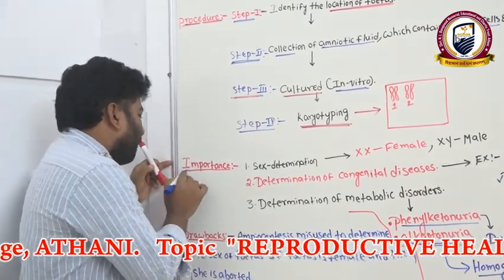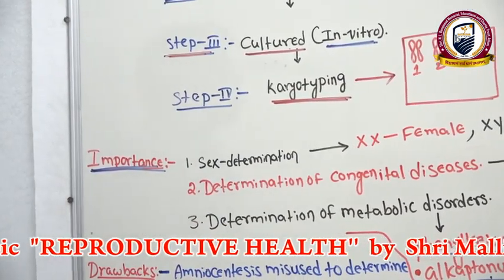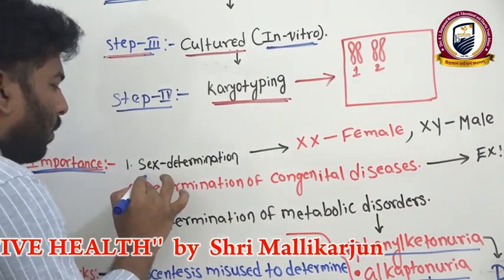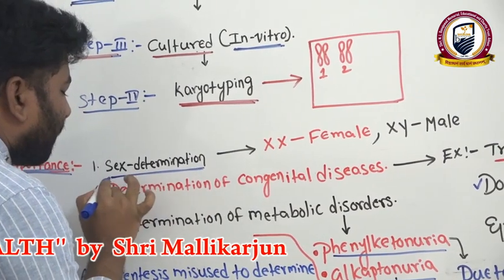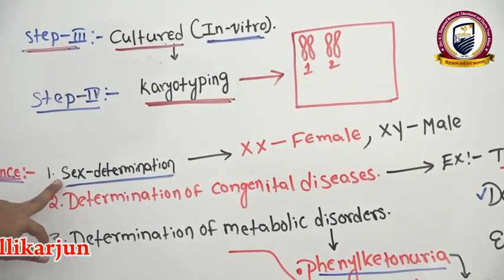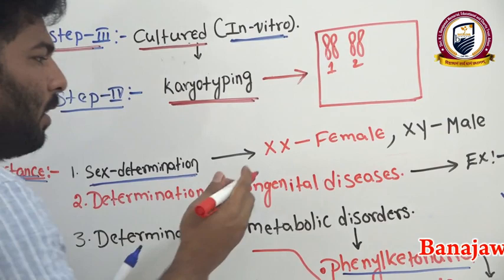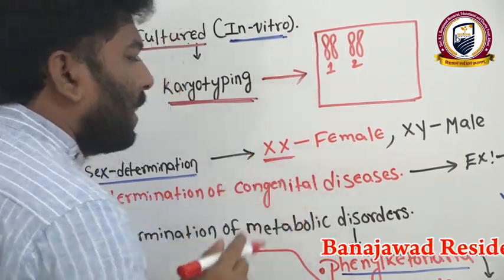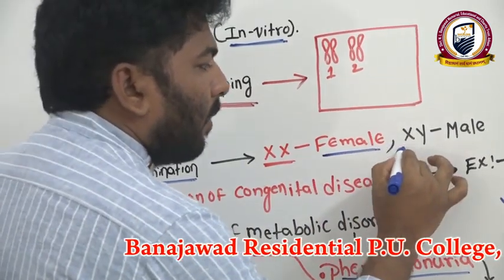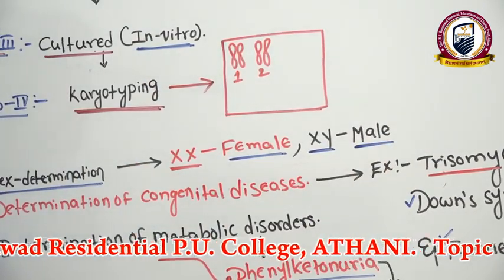Okay, now we'll move to the importance of amniocentesis. What is the importance of this amniocentesis? First one is sex determination. By using this technique, we are identifying the sex of the baby, whether it is male or female. If the chromosomal pair is X and X, we can consider it as a female. If the chromosomal pair is X and Y, we can say it is a male.